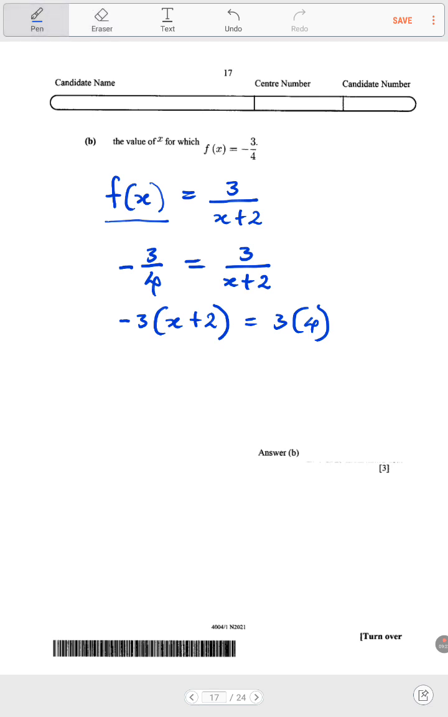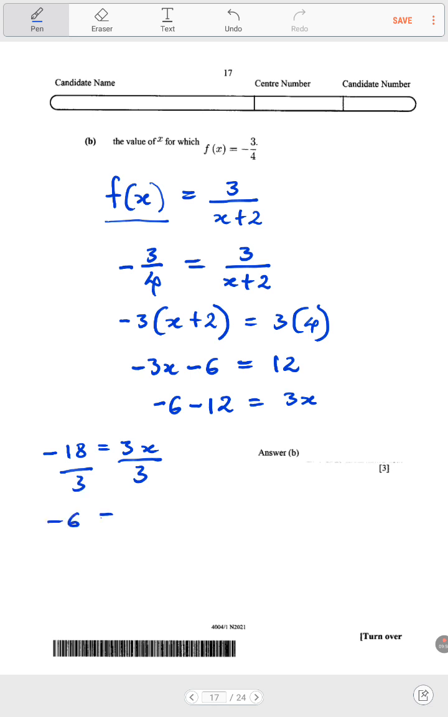Okay, so now we're going to solve this equation. This is minus 3x minus 6 equal to 12. You can make x positive by taking it to the right hand side, and here you're going to have minus 6 minus 12 being equal to 3x. I'm going to write it on this side. Minus 18 is equal to 3x, and if you divide both sides by 3, you're going to have minus 6 being equal to x. So x is equal to minus 6.